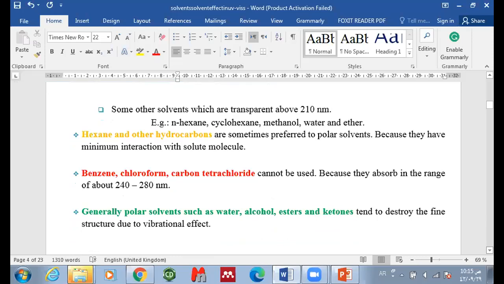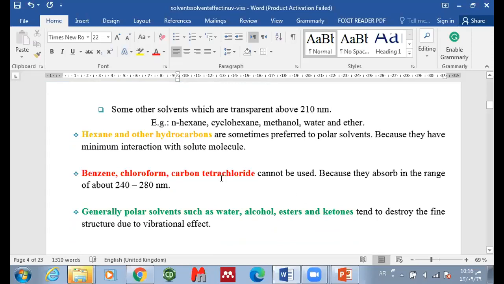Hexane and other hydrocarbons are sometimes preferred to polar solvents. Why? Because they minimize interaction with the solute molecule.